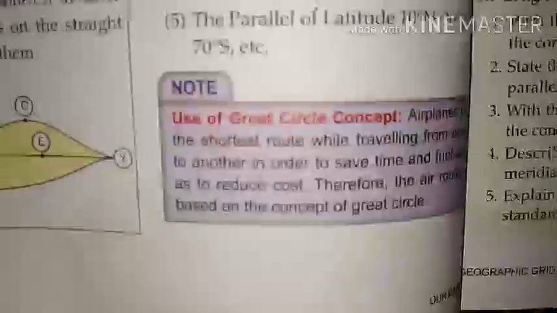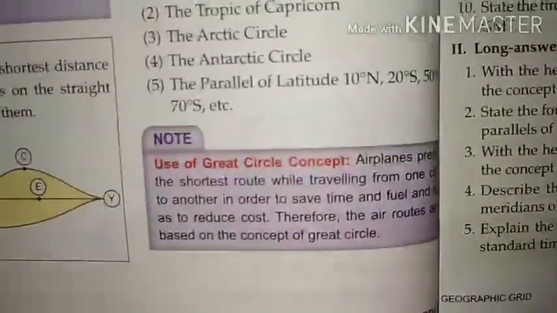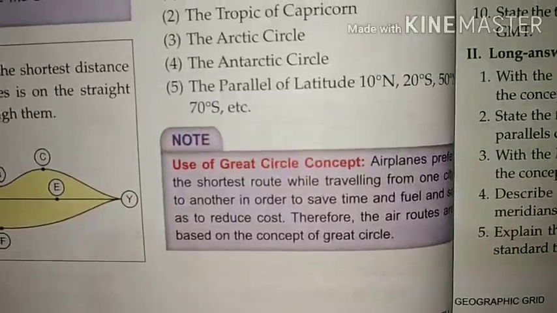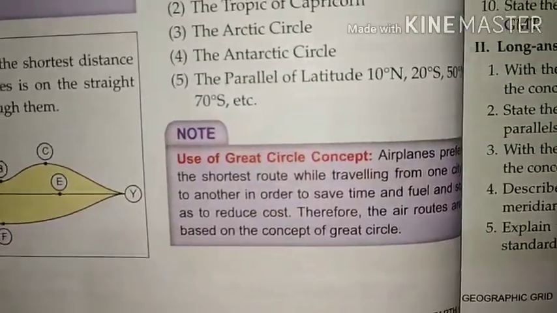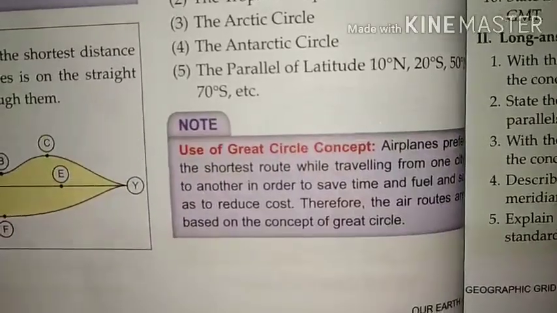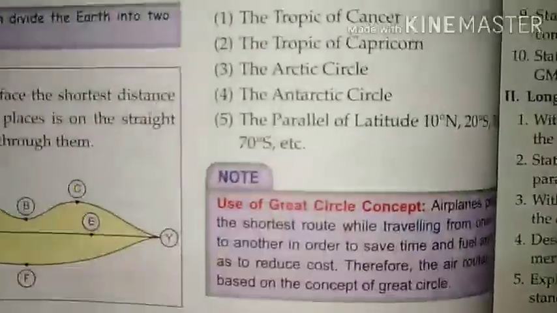So what is the use of great circle? Airplanes prefer the shortest route while traveling from one city to another in order to save time and fuel and so as to reduce cost. Therefore, the air routes are based on the concept of great circle. So this chapter is over. Alright.